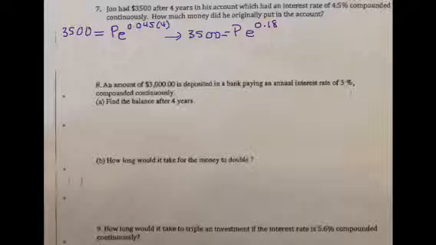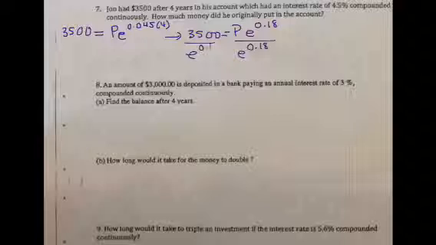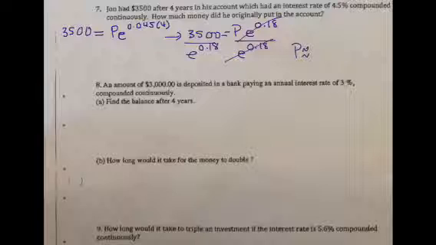So I'm going to divide both sides by e to the 0.18, and you just put it into the calculator just like you see it. 3,500 divided by e to the 0.18, and so this cancels here, and you end up with P approximately equal to $2,923.45.